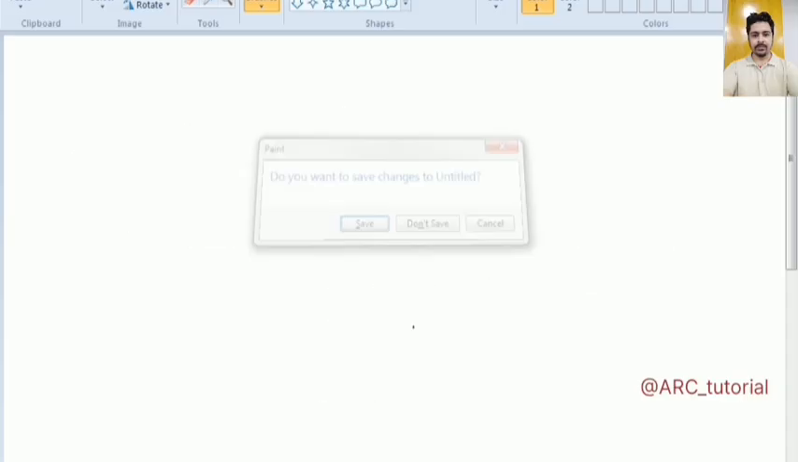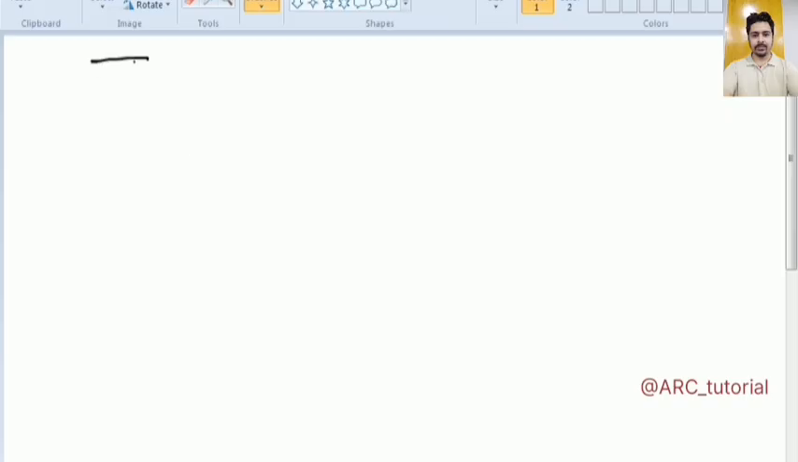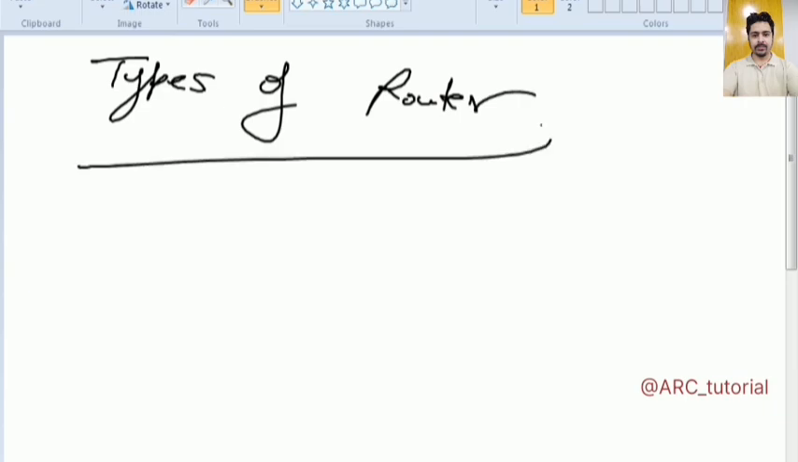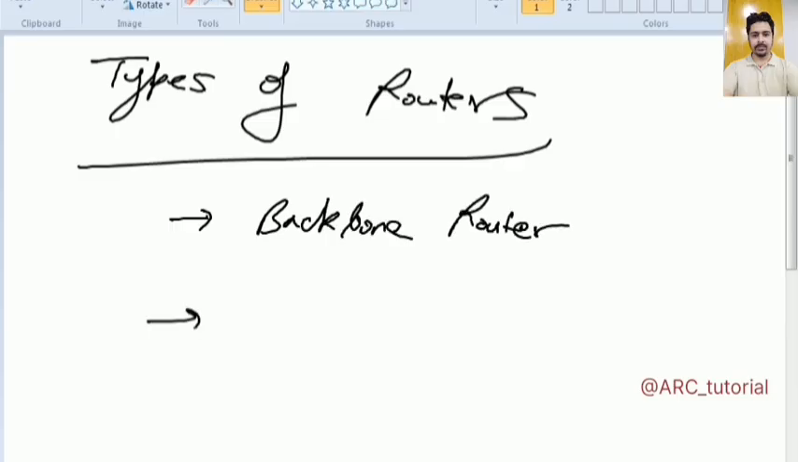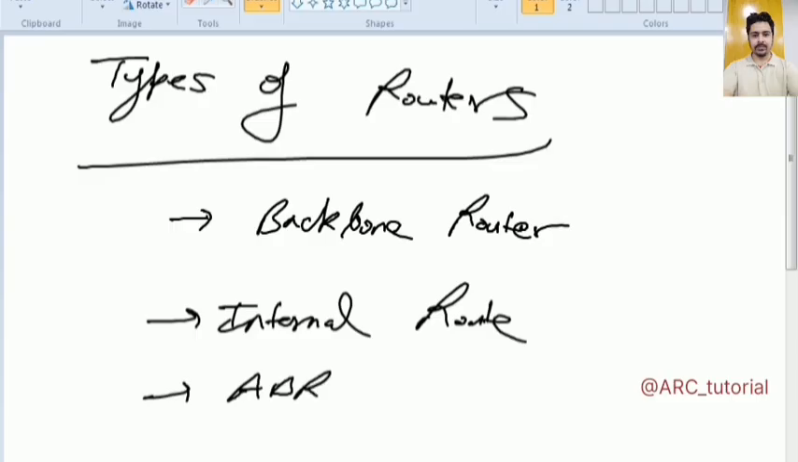Fine. After it, let's talk about types of routers as well. There are some terminologies like backbone router, internal router. Apart from it, you also have the ABR, which is area border router, and also the ASBR, which is autonomous system border router.